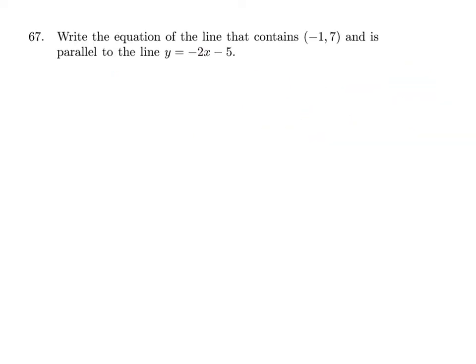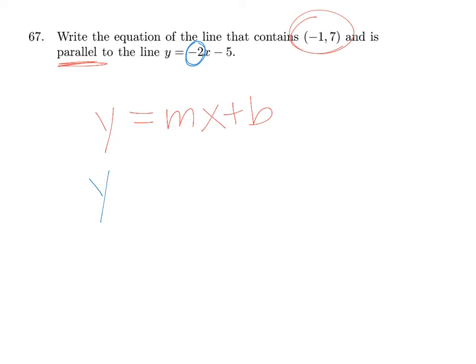Next problem. Write the equation of the line that contains negative 1, 7 and is parallel to the line y equals negative 2x minus 5. Parallel is the key word. It passes through this point. The equation of a line is y equals mx plus b. The lines are parallel, so I know they have the same slope. The slope of this line is negative 2. So I have y is equal to negative 2x plus b.